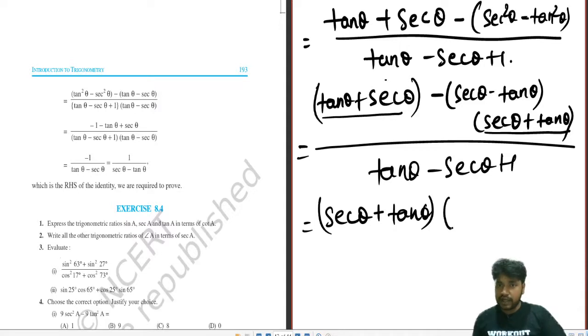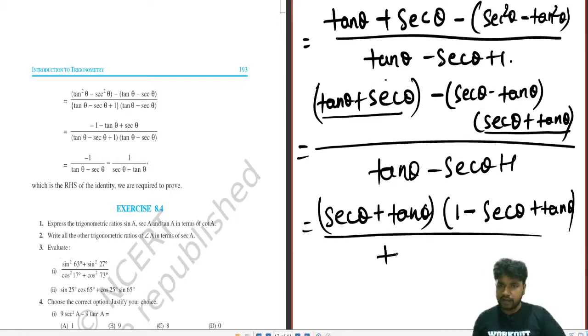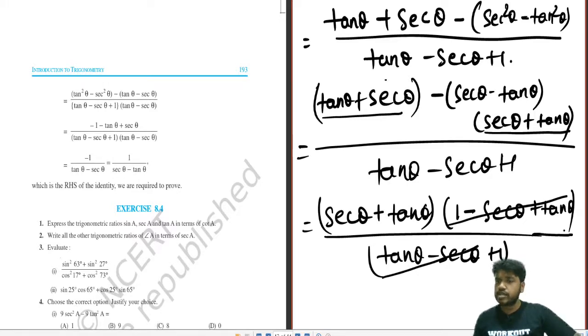Now, what are we left with? 1 and this part. So if we write this part, sec theta will be negative and tan theta will become positive. And in the denominator, we'll write tan theta minus sec theta plus 1 as it is. Now, 1 is positive, 1 is positive. Sec is negative, sec is negative. Tan is positive, tan is positive. So this and this term will cancel off because they are both the same. So we are left with sec theta plus tan theta.